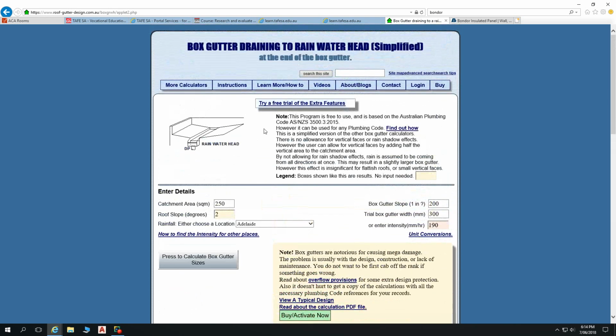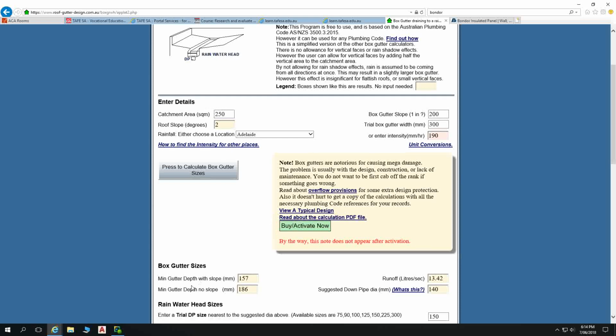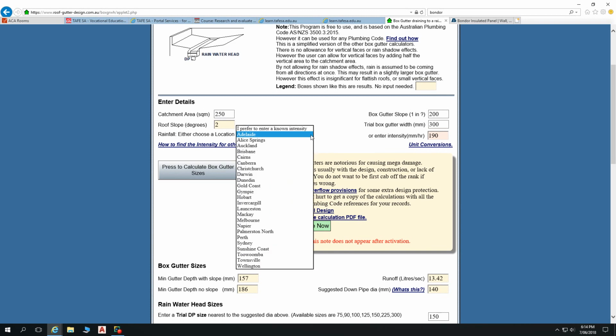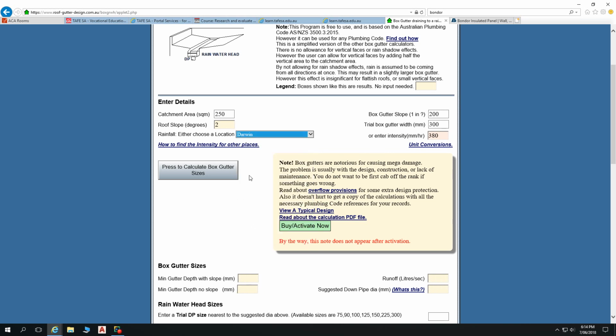So some useful information in this. Well, it gives us our rainfall intensity for wherever we want, where we're designing. So that's for Adelaide. So it's 100. Actually, is that rainfall intensity millimetres per hour? Millimetres per hour. Let's say, where do we want to go? We'll go to Darwin. See what the rainfall intensity is there. So Darwin, 380 millimetres per hour.